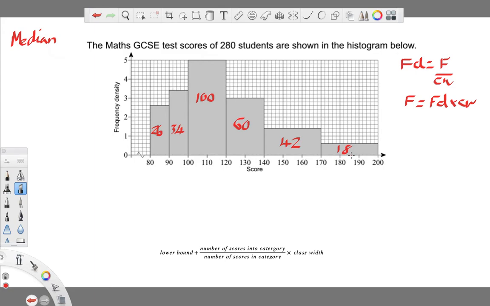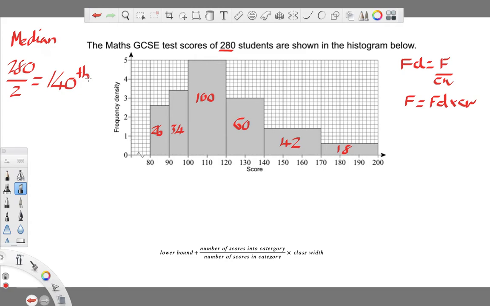Okay, so what I would do after you've calculated these frequencies is just add them up and check you get the right answer. So 26 plus 34 plus 100 plus 60 plus 42 plus 18, that's 280, and we had 280 students to begin with. Okay, so now we're going to find the median for this histogram. What is the median? Well, the middle value. So the middle value here would be half of 280, which is 140. So it's the 140th value.